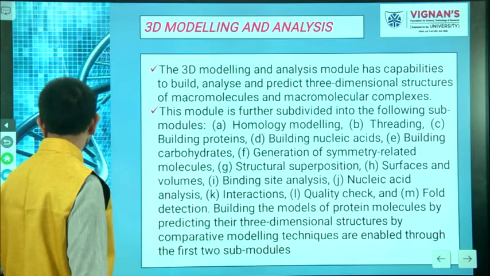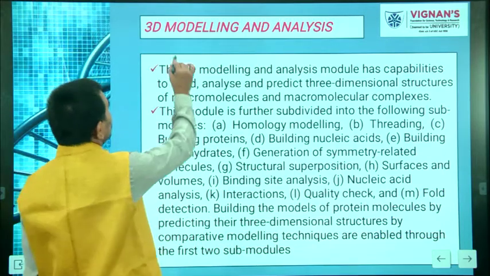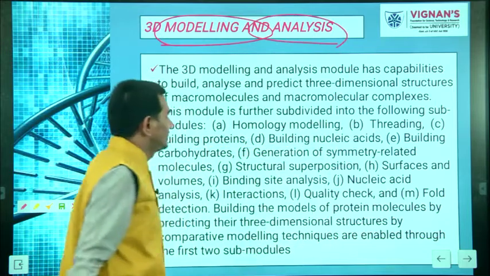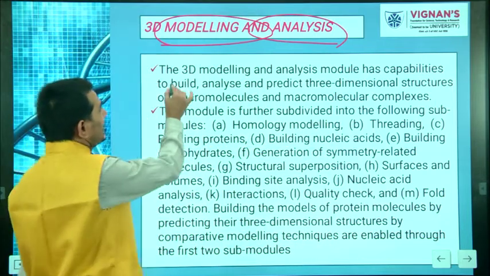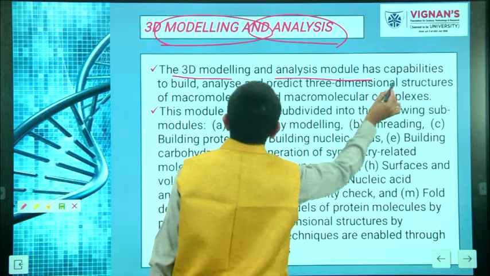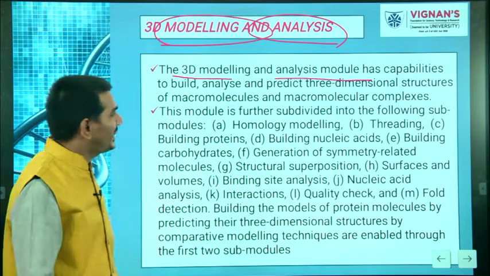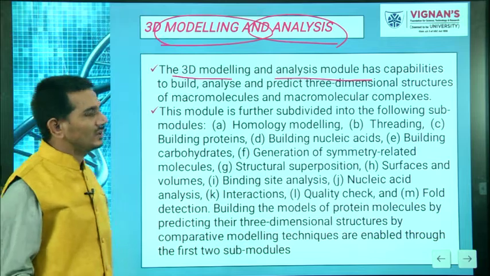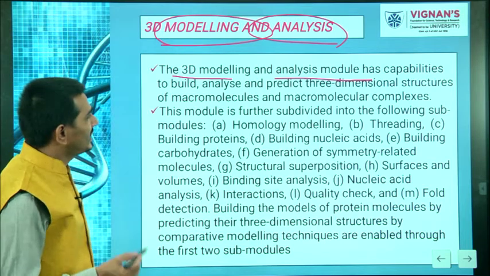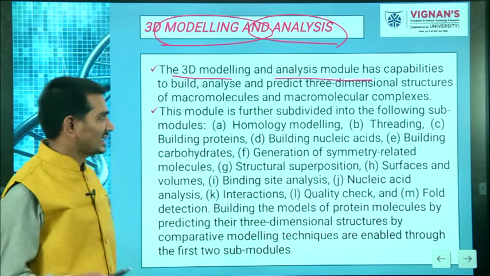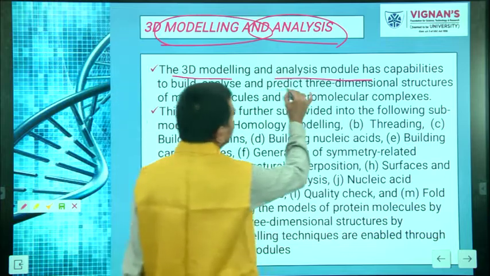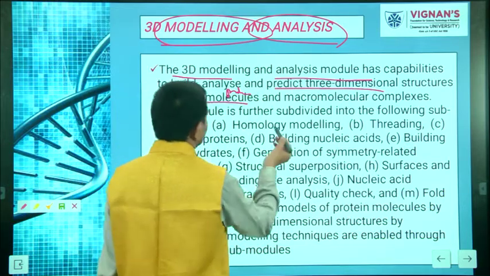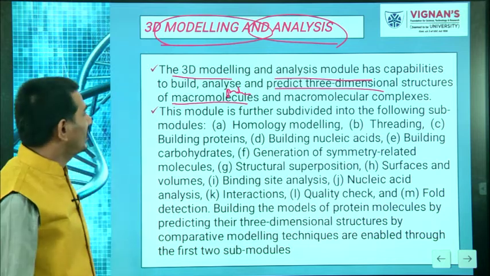Coming to the second module of this Biosuite, which is used for 3-dimensional modeling, followed by analysis. The 3D modeling and analysis module has the capability to build the structure for a protein whose sequence is known, but structure is unknown. So, here we are trying to build a structure, we are able to predict the 3-dimensional structure for a macromolecule, that is protein, through this molecular modeling.